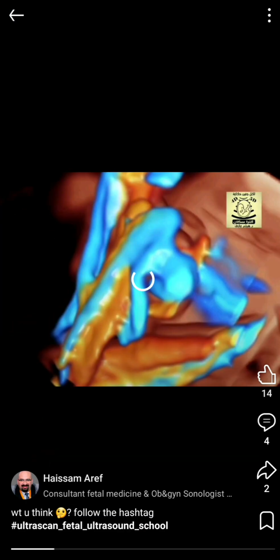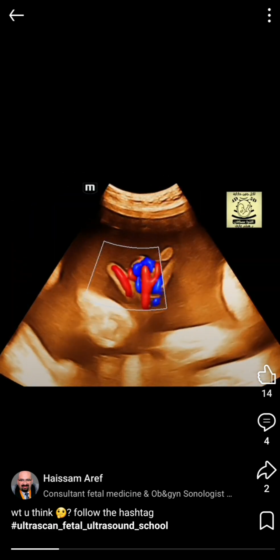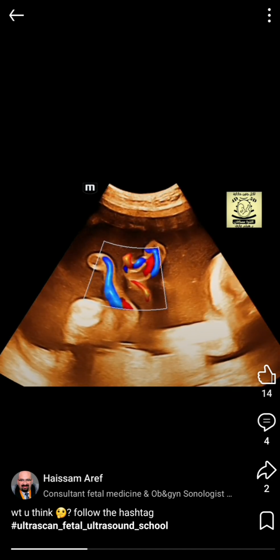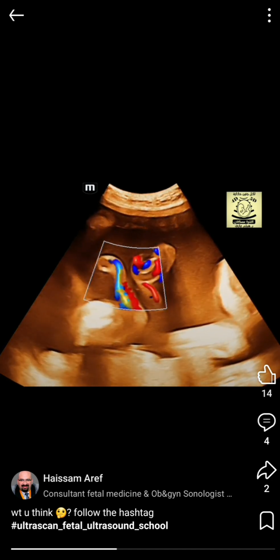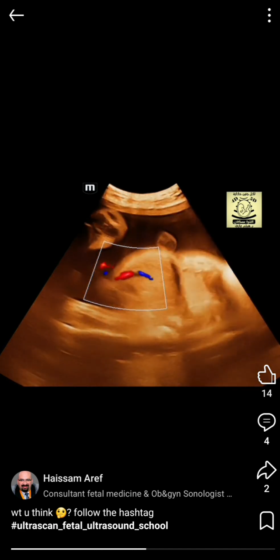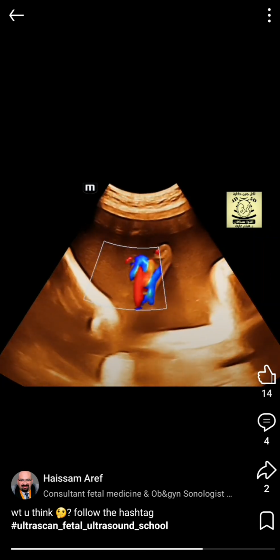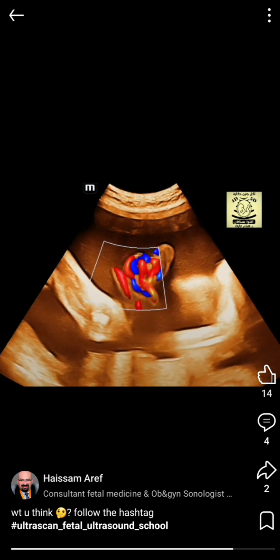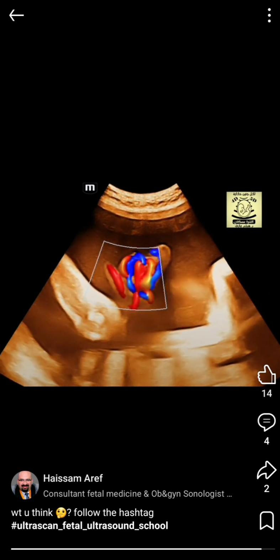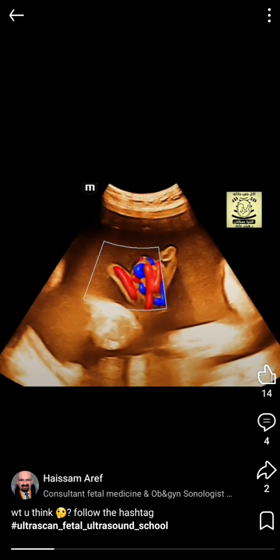Let's come to the case of the week, or like we say, the ultrapost or weekly ultrapost, or a case of true knot in the umbilical cord, in a case of polyhydramnios with an excessive cord length. So this is a case of true fetal knot like we are seeing here, and this case of true fetal knot should be examined thoroughly by ultrasound to see something like this.